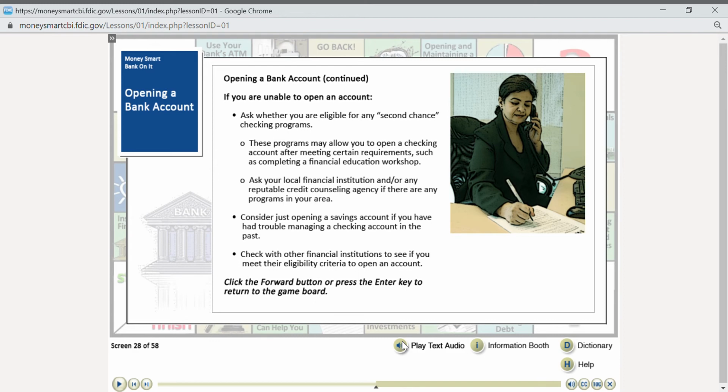Opening a bank account, continued. If you are unable to open an account, ask whether you are eligible for any second chance checking programs. These programs may allow you to open a checking account after meeting certain requirements, such as completing a financial education workshop. Ask your local financial institution and/or any reputable credit counseling agency if there are any programs in your area. Consider just opening a savings account if you have had trouble managing a checking account in the past. Check with other financial institutions to see if you meet their eligibility criteria to open an account.